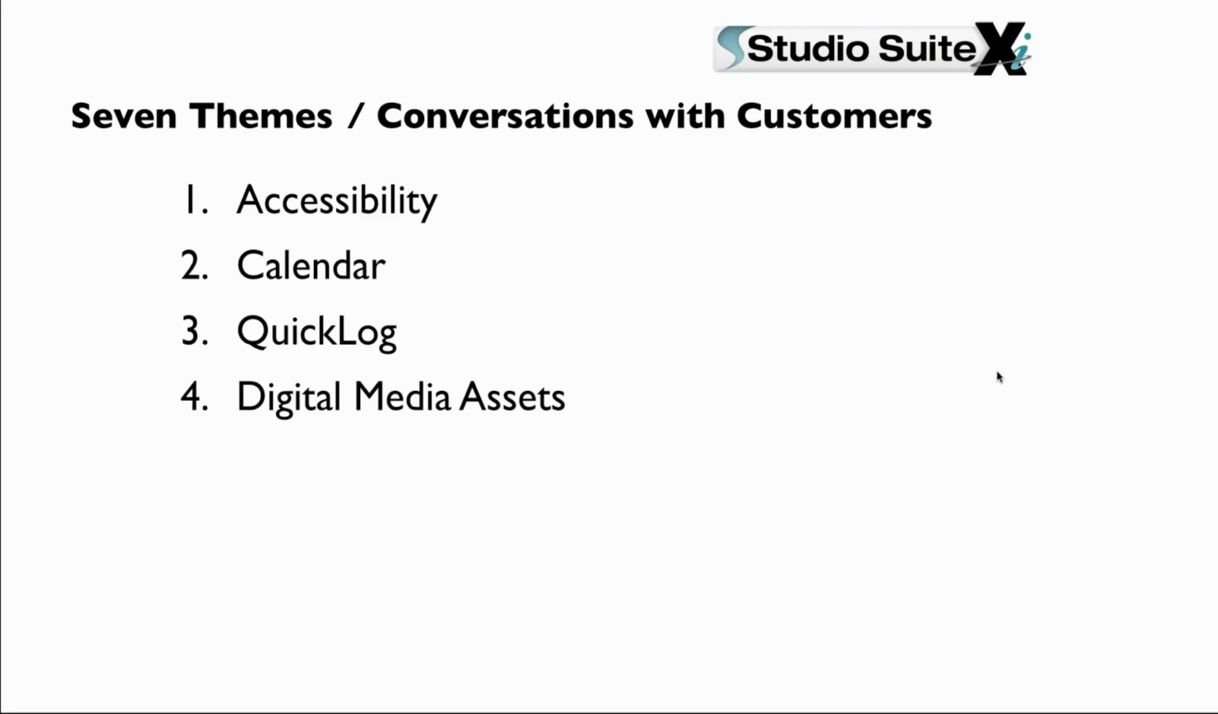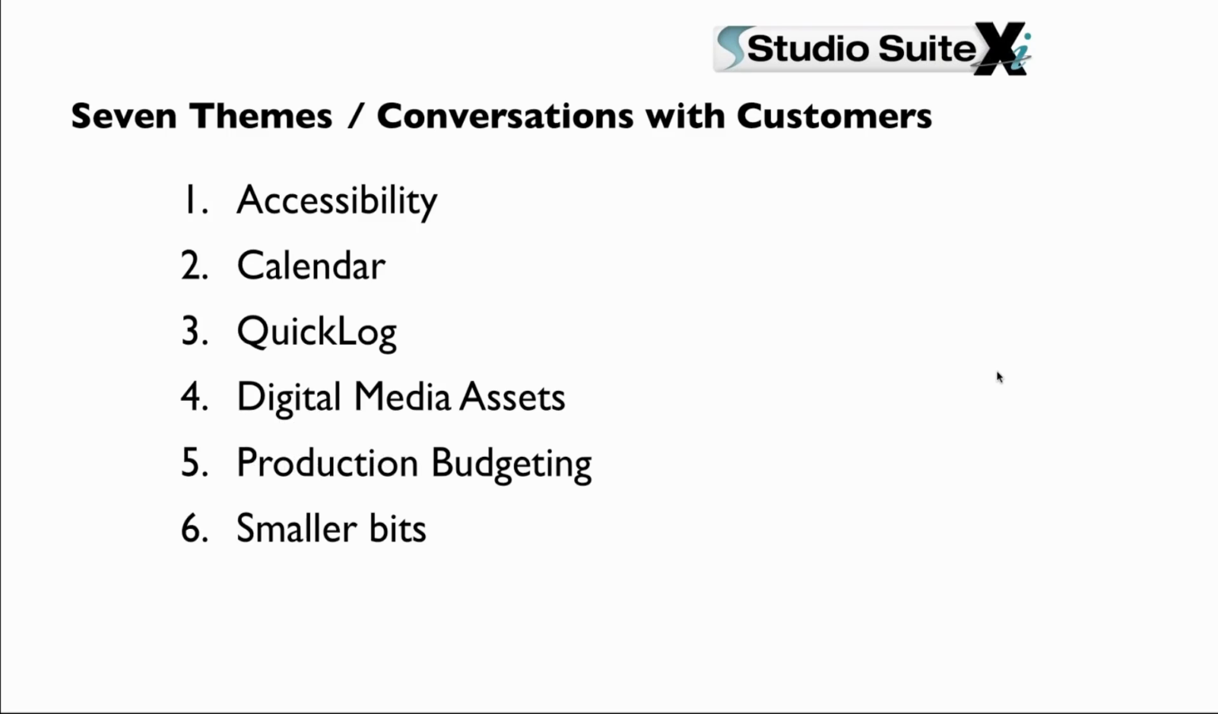And then digital asset management. We've made some really big improvements to that in Studio Suite XI. The next one is production budgeting. That's a fairly complex topic, so we've done a lot of improvements there in XI. Then there's a lot of smaller things that aren't worth their own whole theme, so I'm going to dump a whole bunch of things into that section. And then finally, pricing. We've really tried to make that simpler to understand. And so we'll get into some of these.